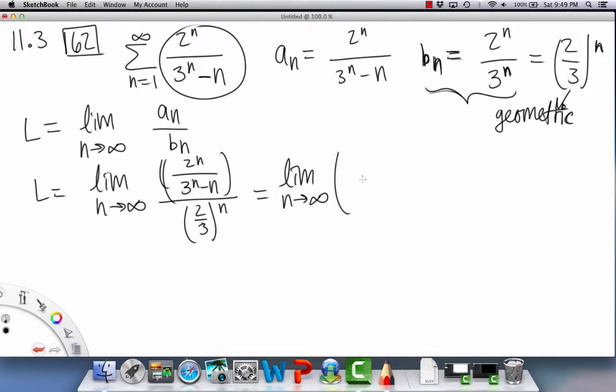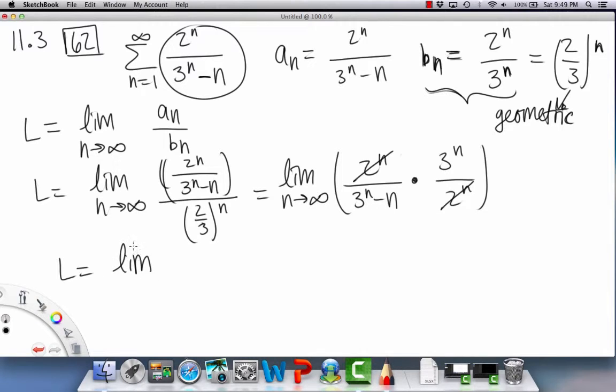So then we have 2 to the n over 3 to the n minus n, times 3 to the n over 2 to the n. I'll just separate it again, because it's easier, and then we can cancel these two. The 2 to the n's cancel, which is good. So what we're left with, essentially, is the limit as n goes to infinity of 3 to the n over 3 to the n minus n.